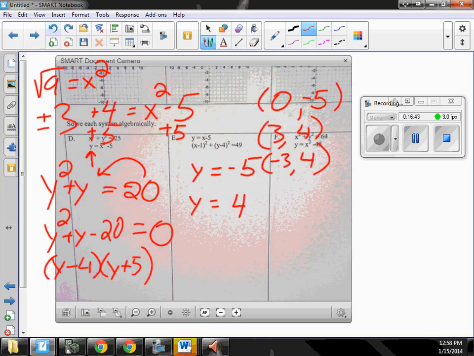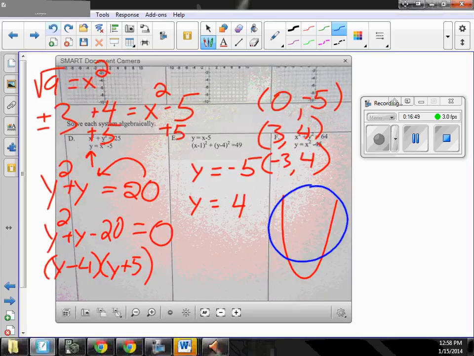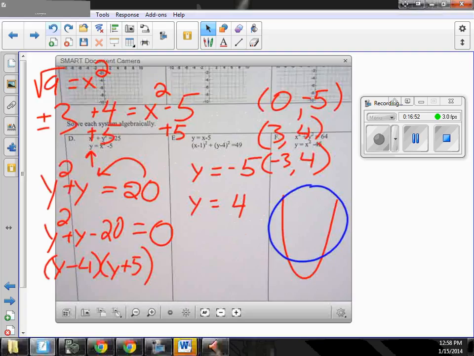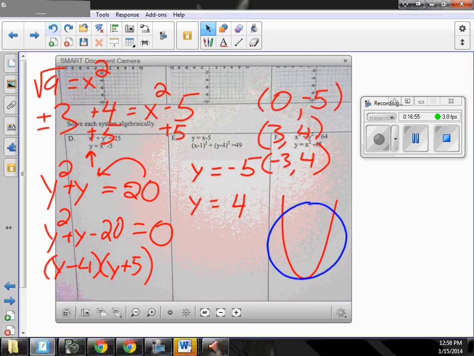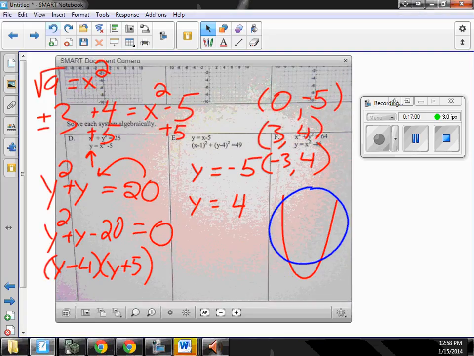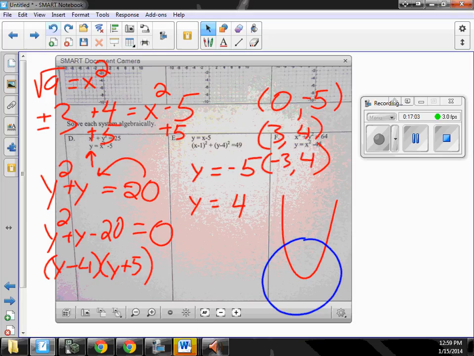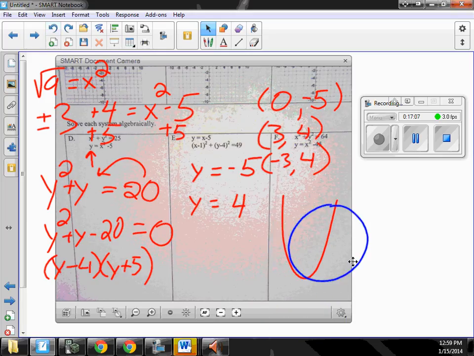So if you look at the equation of a parabola and a circle, you could have as many as 4 intersections. The one we're looking at has 3 intersections, 1 at the bottom and 2 at the top. You could also have just 2 intersections. You could even have just 1 or none. So we're looking at 3 intersections there.